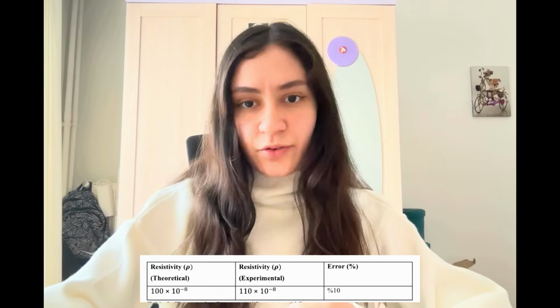The small difference between the two values likely comes from sources of error, such as temperature increasing in the wire during measurements, small uncertainties in current or voltage readings, and the internal resistance of connecting cables.